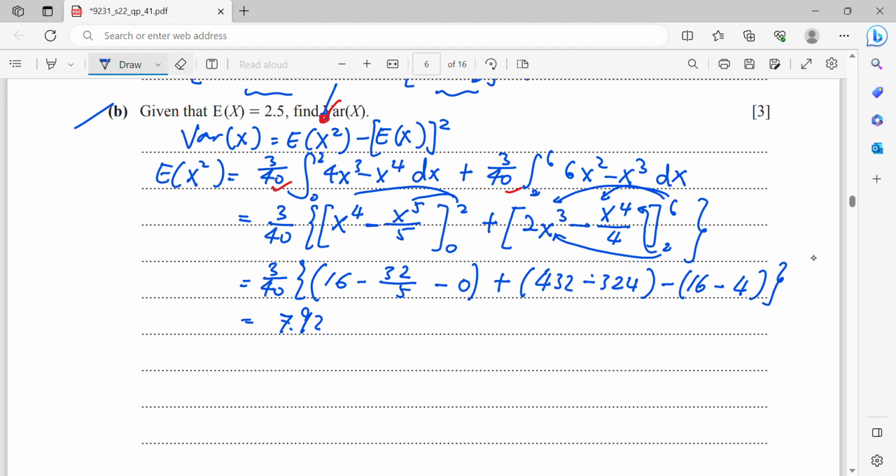And now the question is asking for variance of x. So now you need to substitute into the variance formula. Therefore, variance of x is 7.92 minus the square of 2.5. Alright, so at last you will be getting 1.67. So that's the solution for part B.